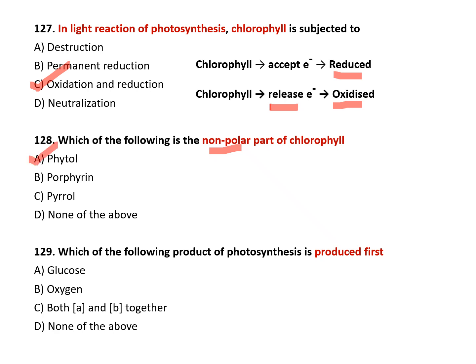The next question, number 129. Which of the following products of photosynthesis is produced first? Option A, glucose; option B, oxygen; option C, both A and B; option D, none of the above. The correct answer is option B, oxygen.